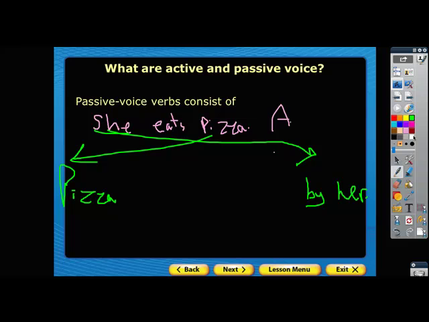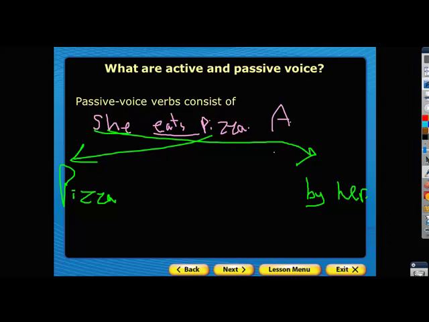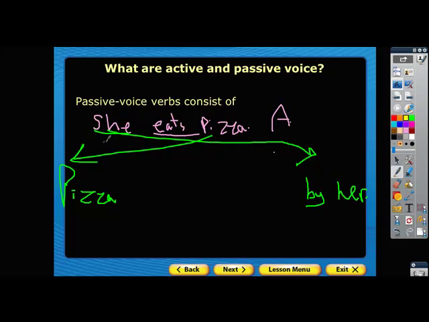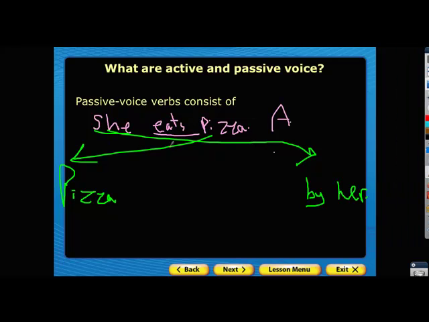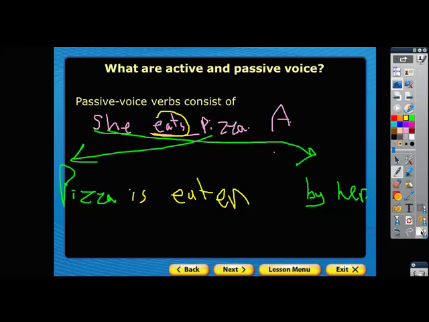Now what about the verb itself? Let's focus. I need verb to be in the present tense. Am, is, or are. The pizza here, singular or plural? Singular. It takes singular s, is. And the past participle of the main verb. What is the past participle of eat? Eat, ate, eaten. It is eaten. Do you get the idea? So far so good? Now let's move to another exercise.